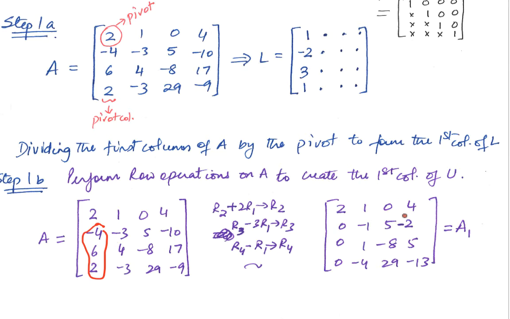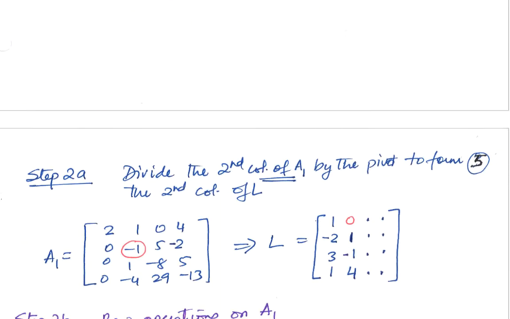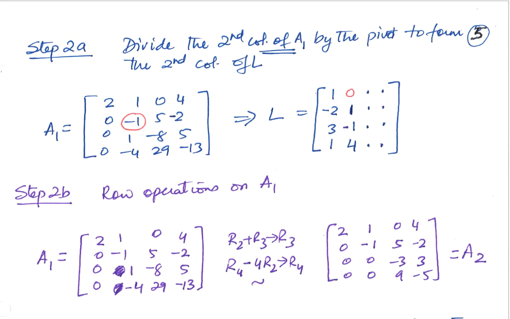Now we look at A1 and create the next column. Remember, the first column has already been taken care of. Now we look at the second column of A1. And remember, guys, that we have to make this pivot 1. This one is just the page number. To make this 1, remember that this has already been done.